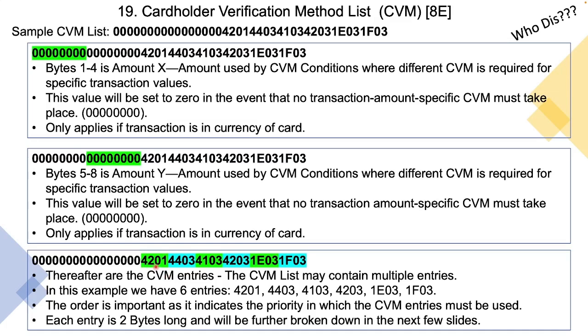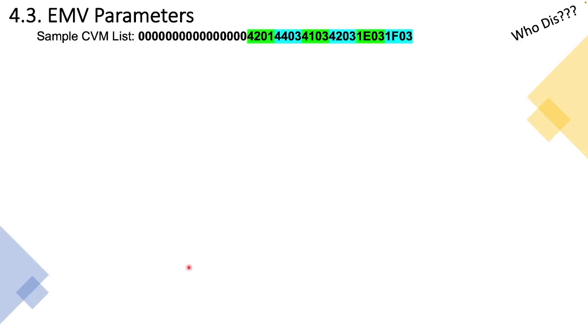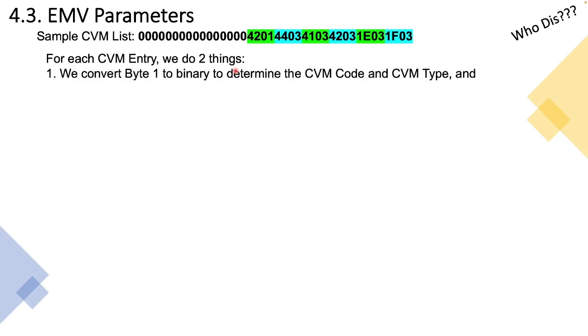In the next slide, we're going to go a bit deeper and look at 4201, 4403, etc., and break them down. What does 4201 mean? What does 4403 mean? Let's get into it. There's our sample CVM list, once again highlighted just to make it easy to see. To interpret each entry, we have to do 2 things.